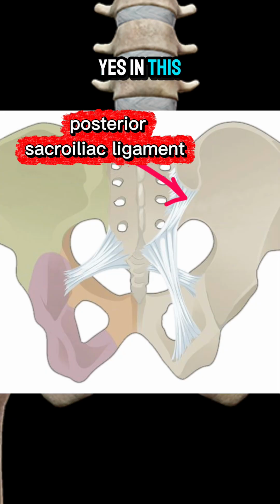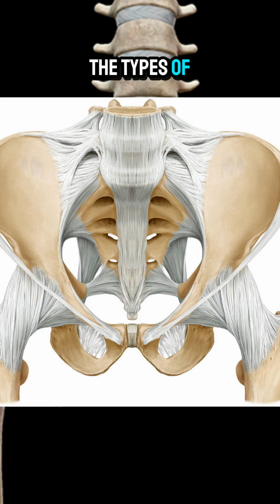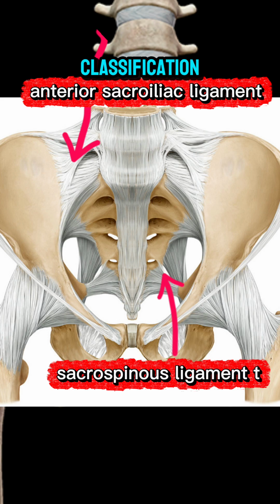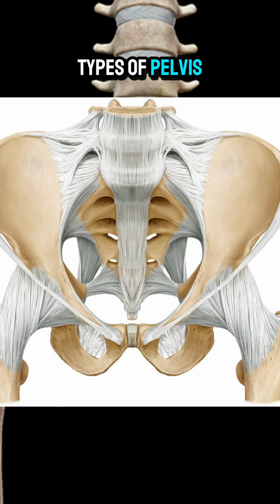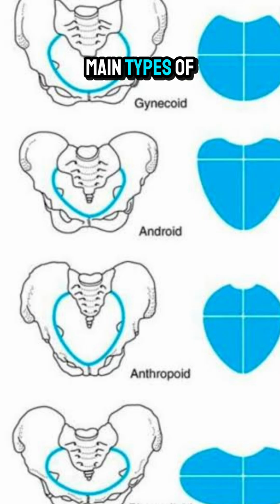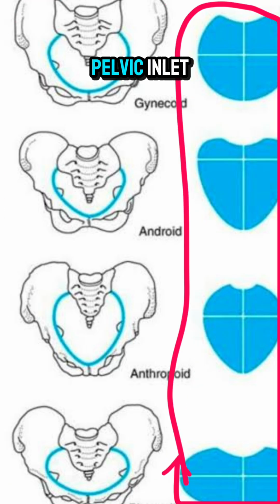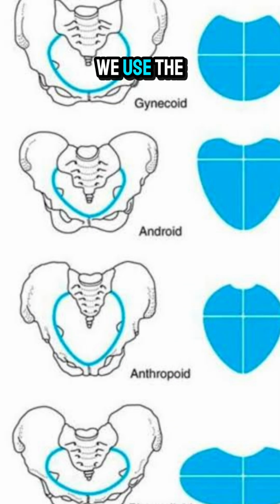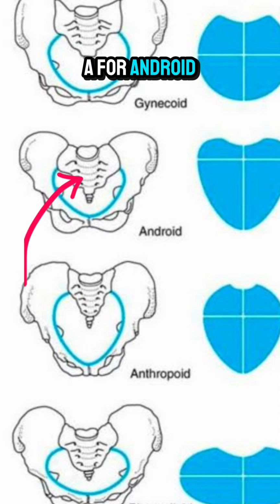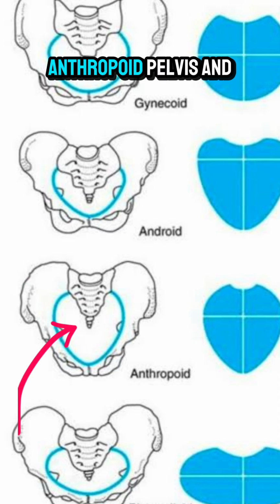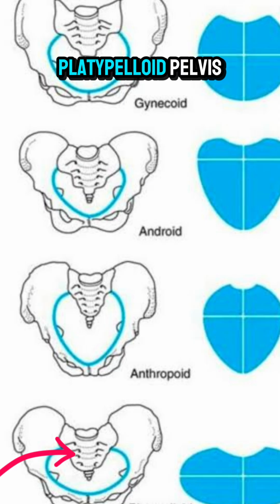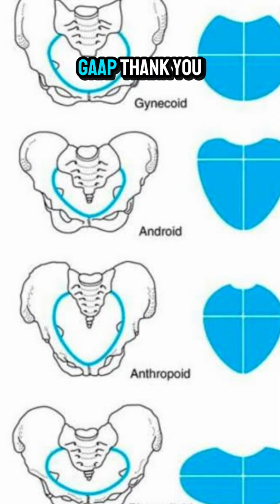Yes, in this video we're going to be talking about the types of pelvis using the obstetric classification. Now listen, there are 4 main types of pelvis based on the shape of the pelvic inlet. We use the mnemonic GAP: G for gynecoid pelvis, A for android pelvis, another A for anthropoid pelvis, and P for platypeloid pelvis. GAP. Let's take it one after the other.